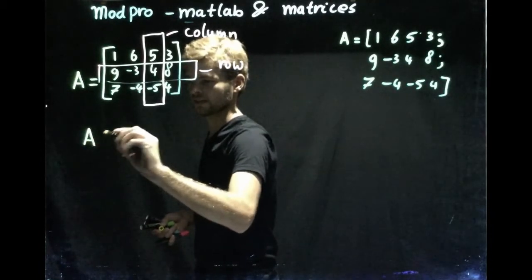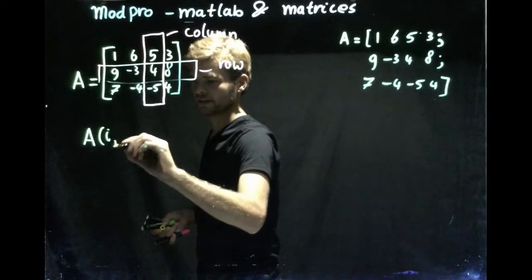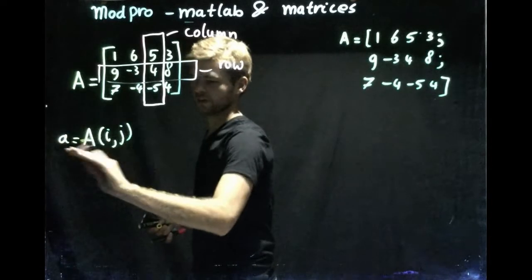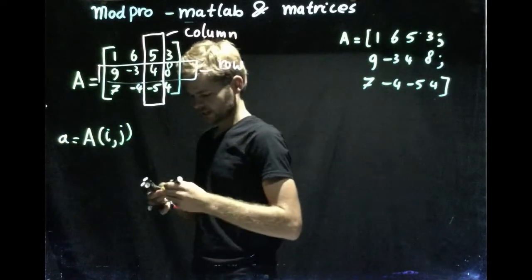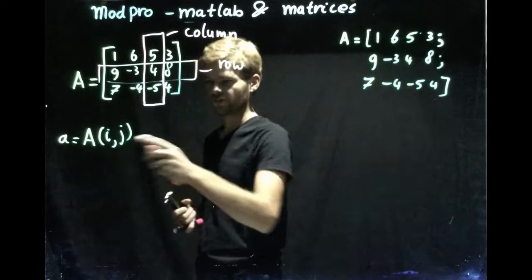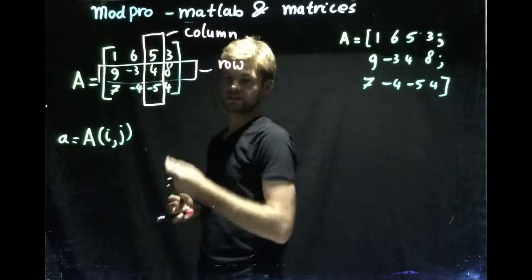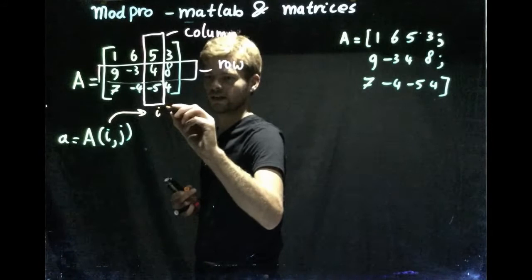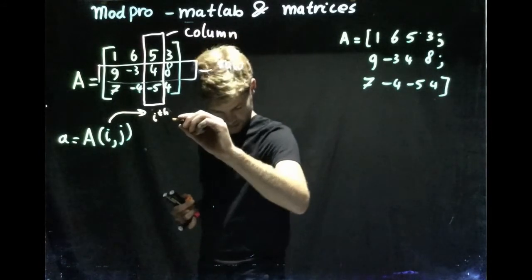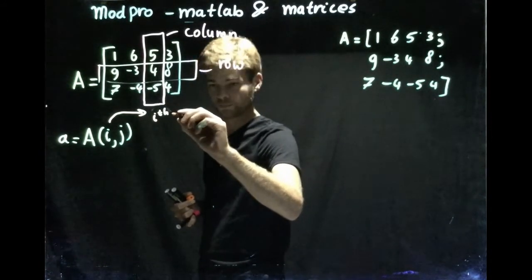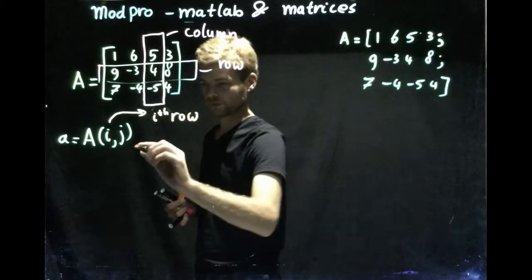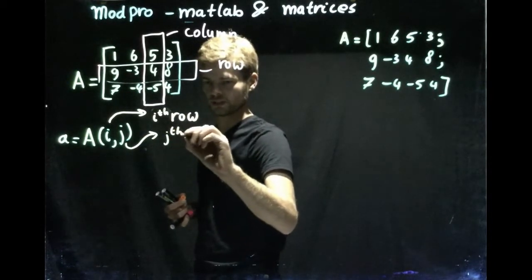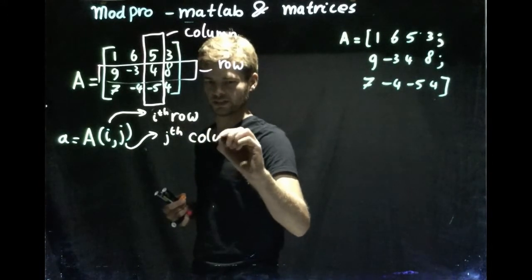A(i, j) is, for instance, a value of A. And in this way, I request a value out of my matrix, and I request a value that is in the ith row, so row number i, and in column number j.